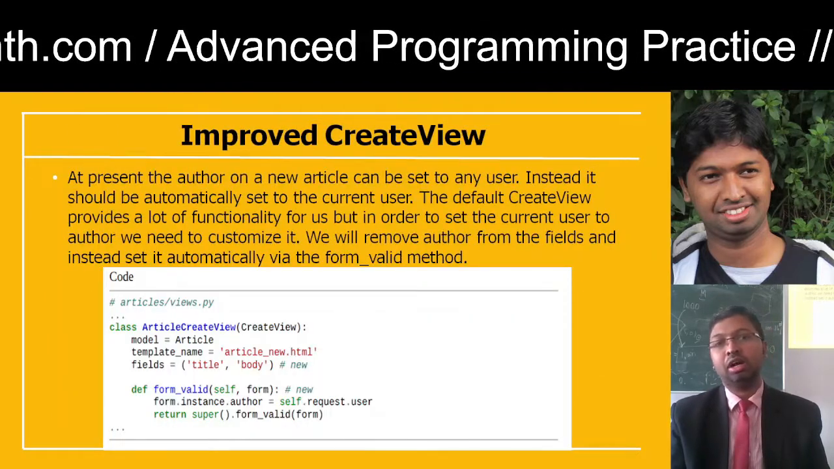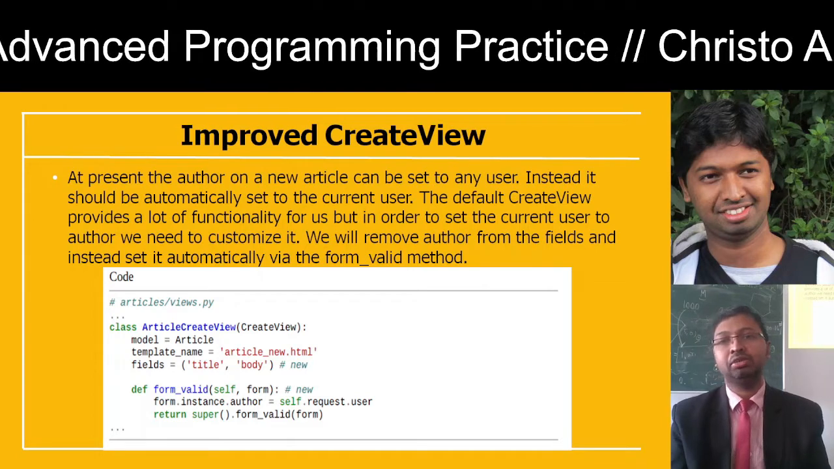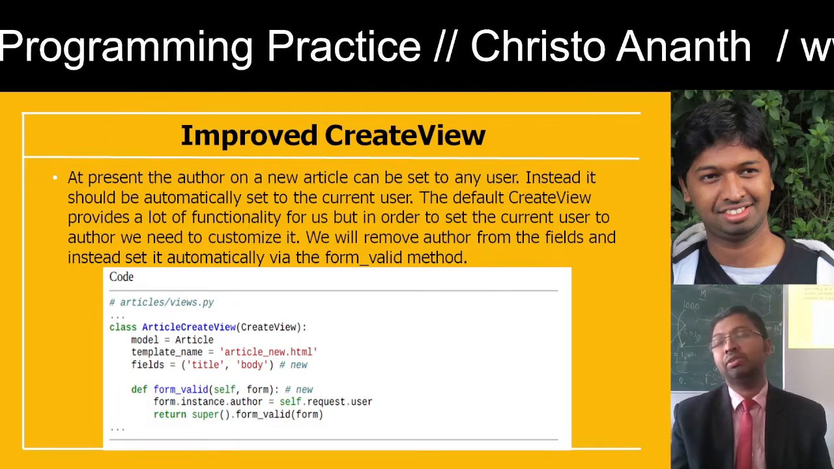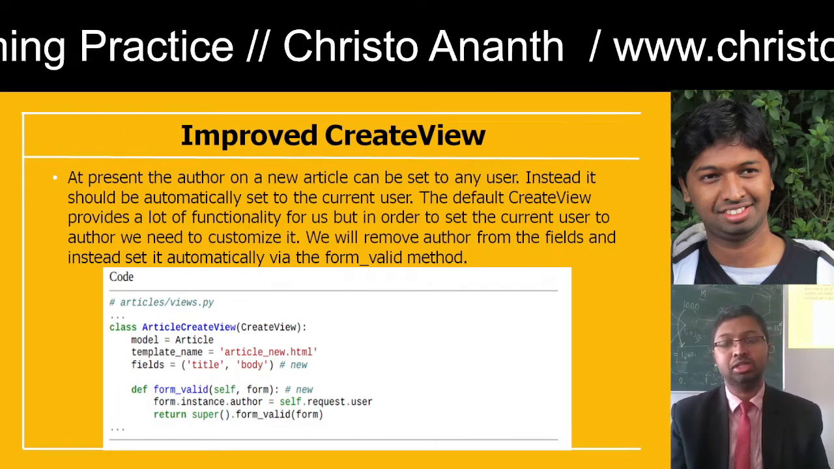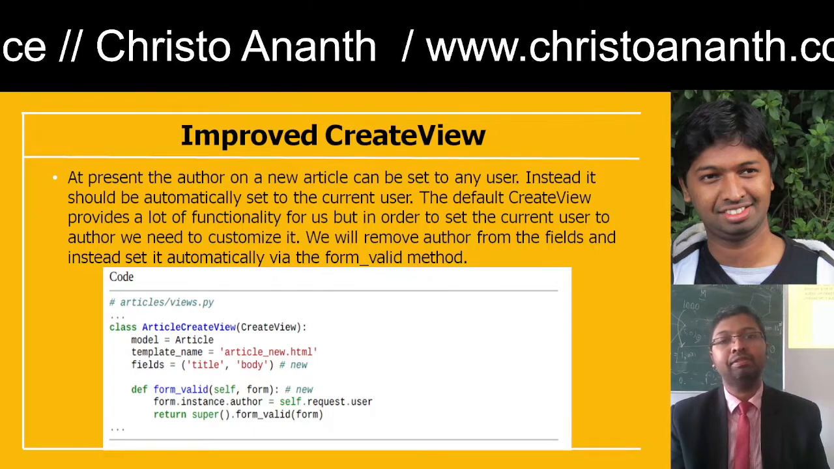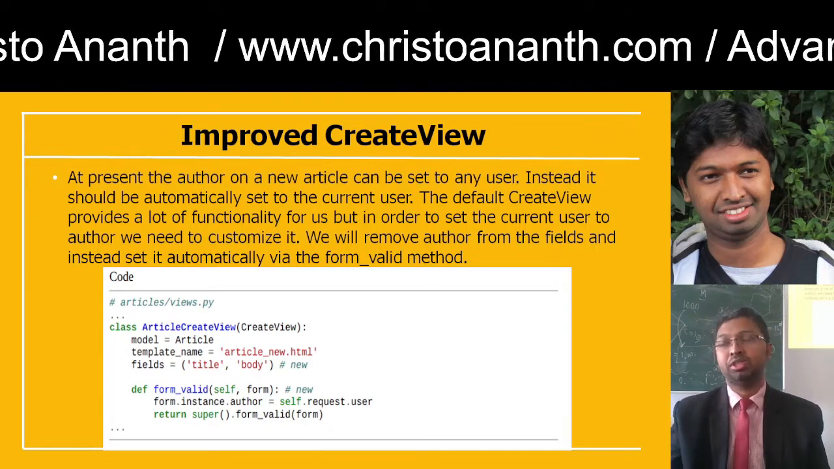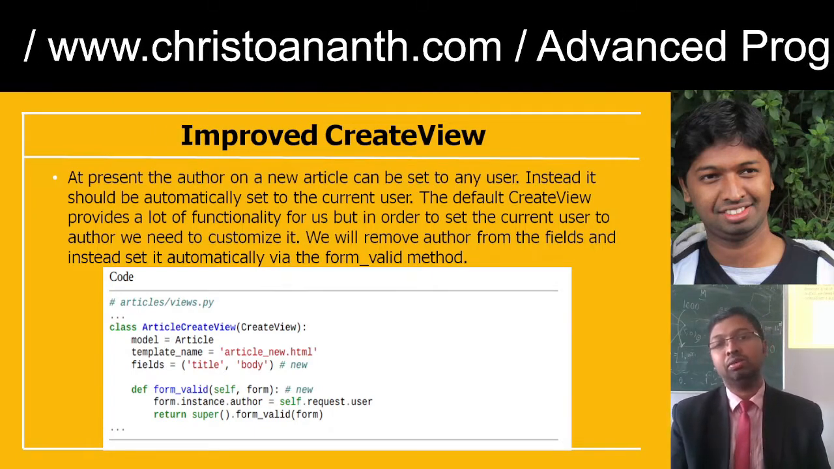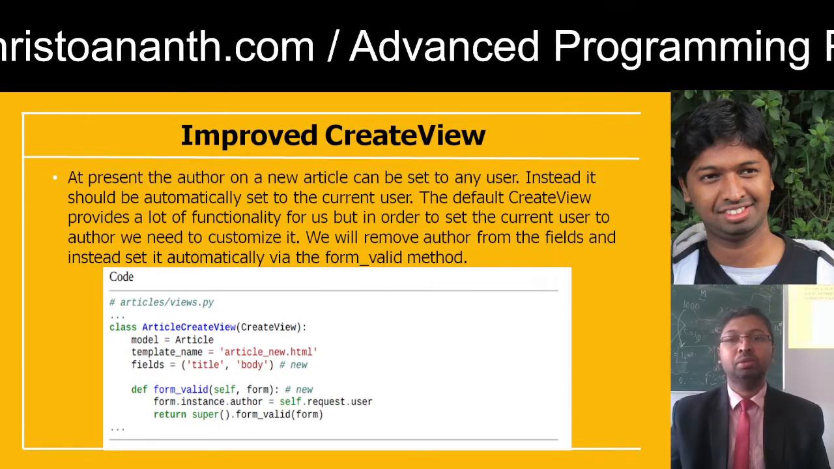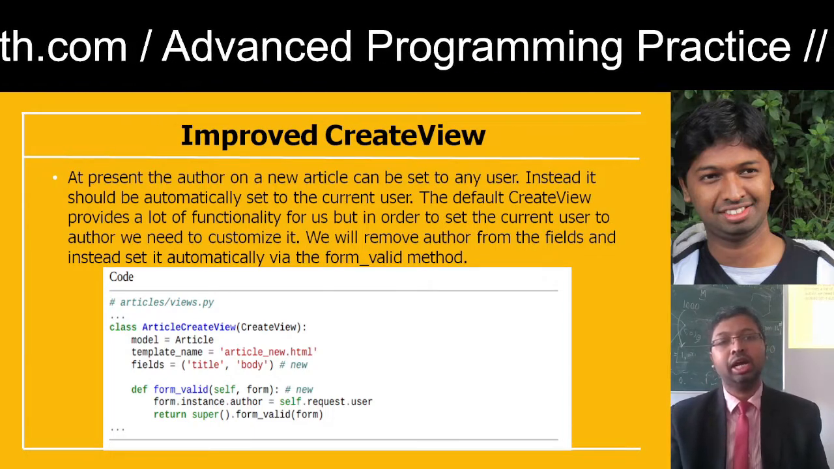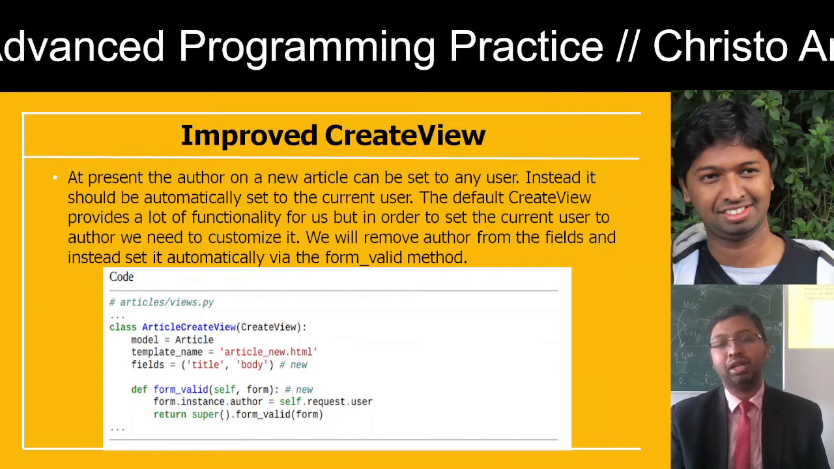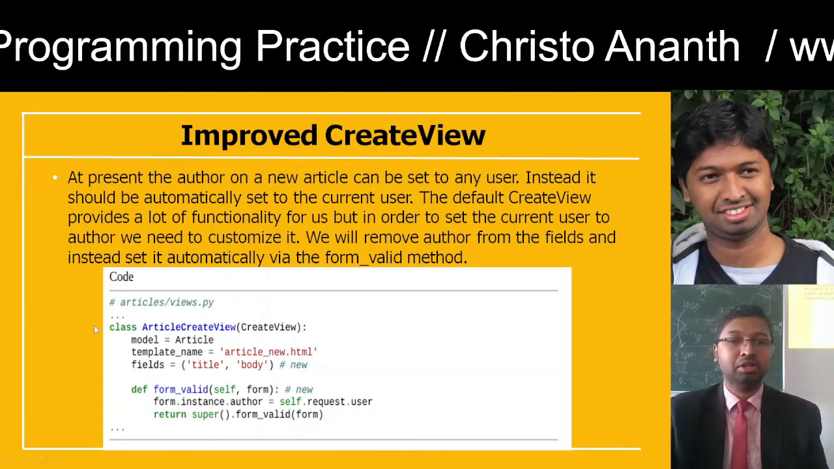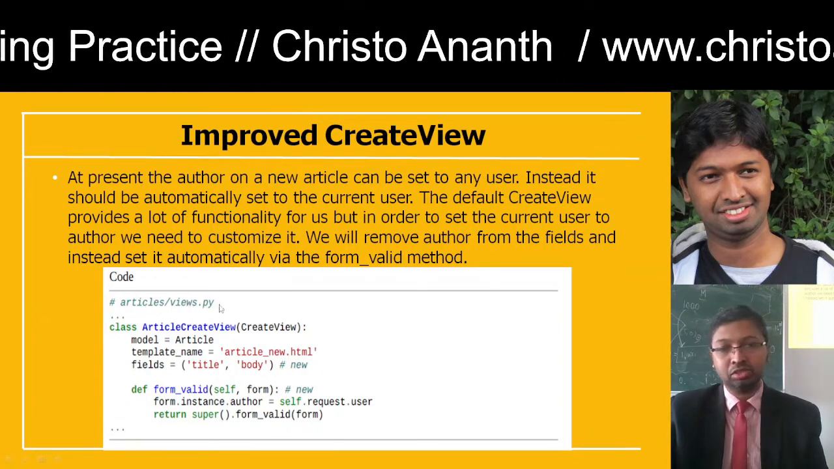The author on a new article can be set to any user. So here we have to automatically set it to the current user. The create view has a lot of functionality. In order to set the current user as the author, we need to customize. We'll remove the author from the fields, and use the form valid method. That is what you're going to see within article slash views.py.